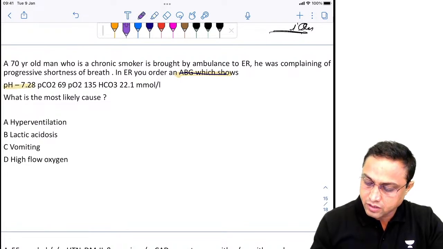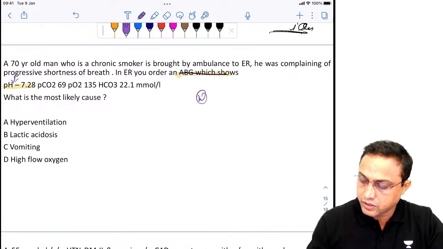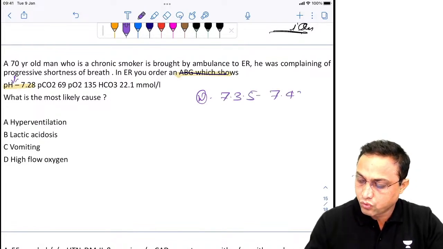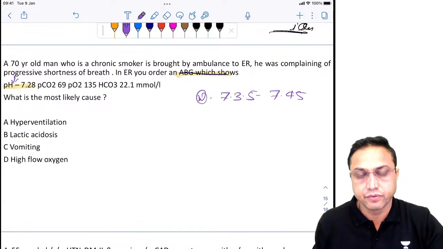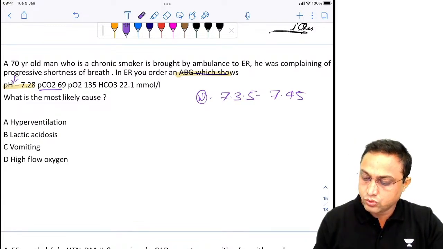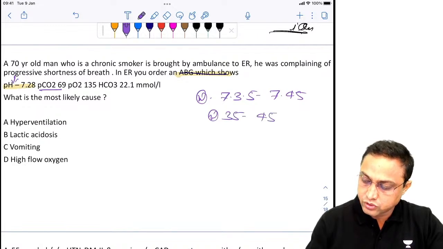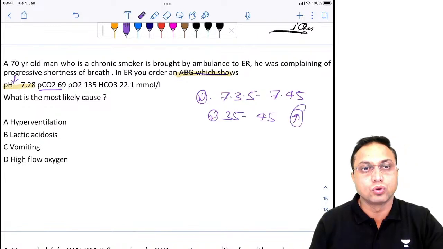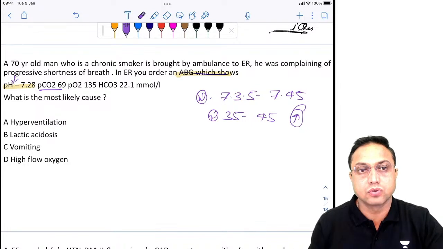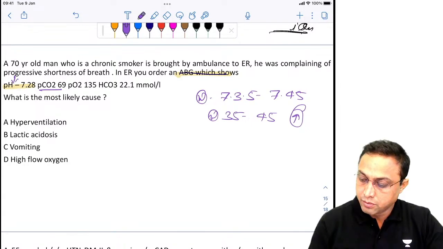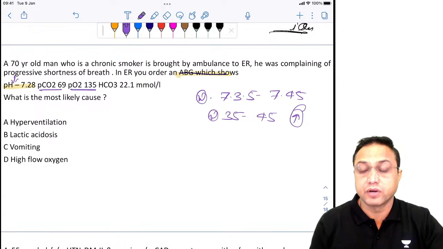Where is the pH, beta? On the lower side. What is the normal range of pH? Normal range is 7.35 to 7.45. So it is on a lower side. One thing. PCO2 is on a higher side. Normal range is 35 to 45. So this patient has a higher PCO2, right? So it means the cause is going to be some respiratory one. PO2 is 135.